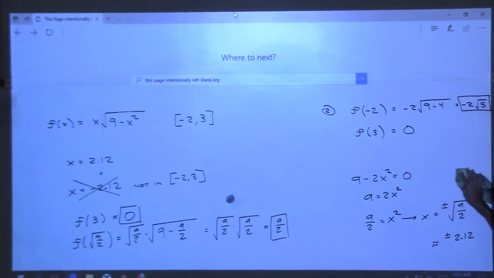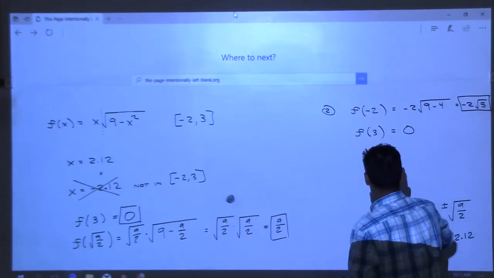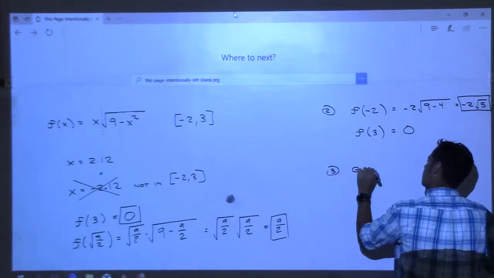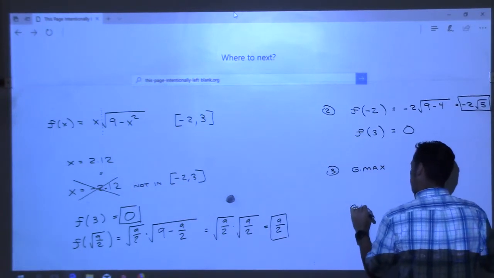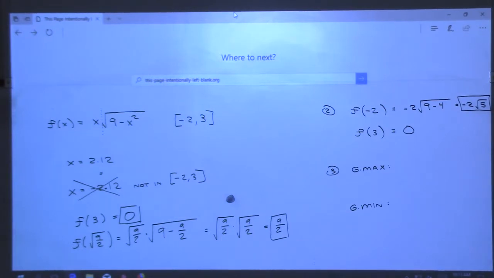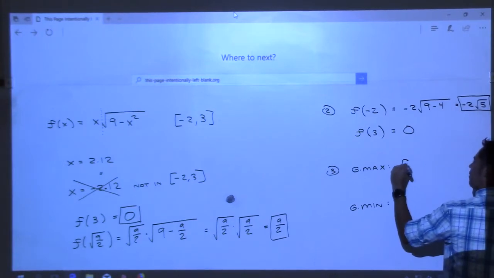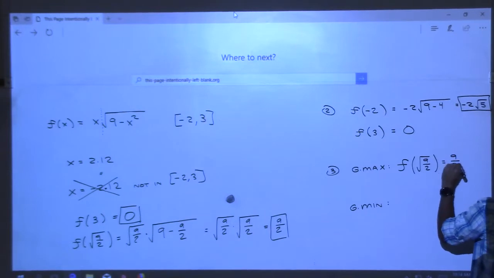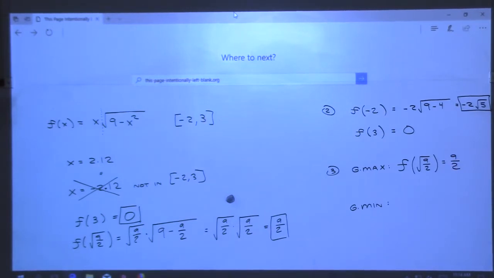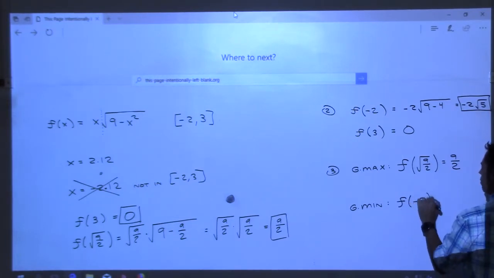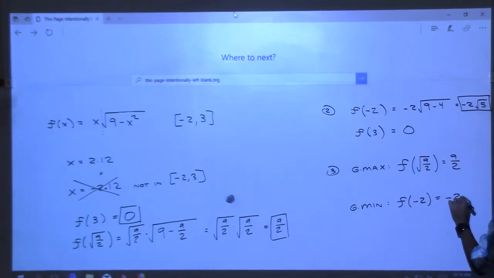All right, I think we're ready for step 3, or conclusion. Global max and global minimum. What do we got? So I want you to write it like I said. F of root 9 halves is 9 halves, our global maximum. Our global minimum is f of negative 2, which is negative 2 root 5.